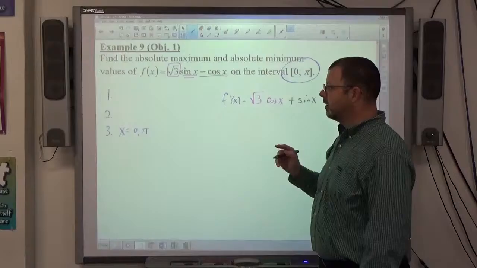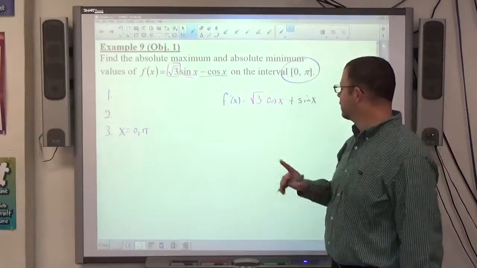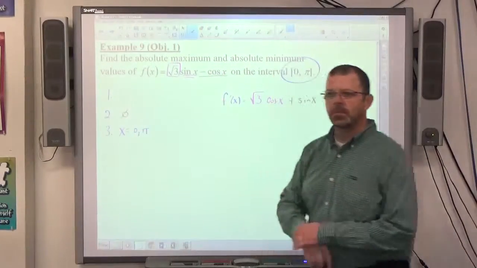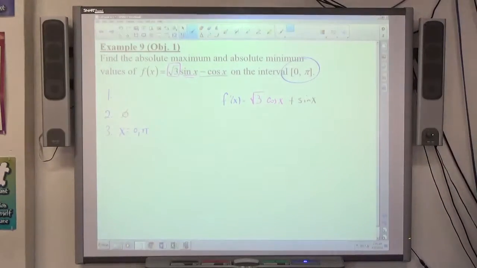We have two criteria to meet. Let's worry about number 2 first, because that's easy. Cosine and sine are never undefined, right? So, empty set, there are no critical numbers off of that one.